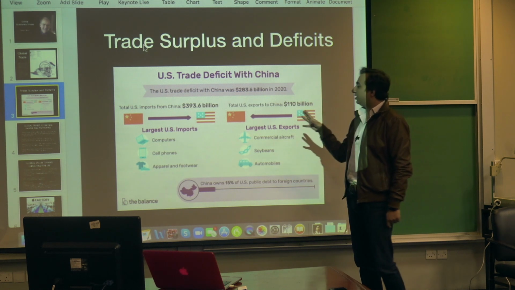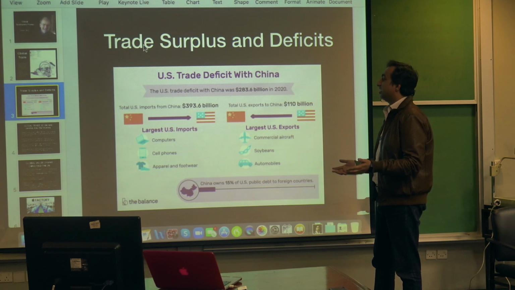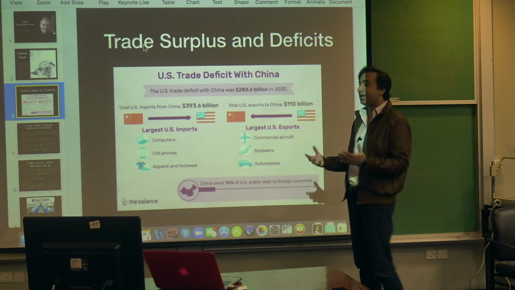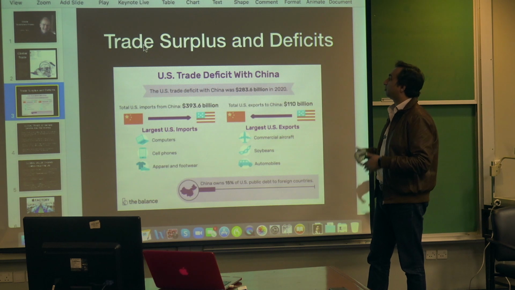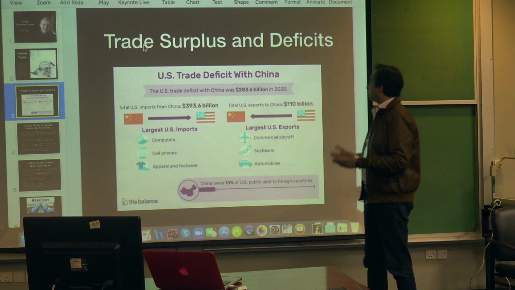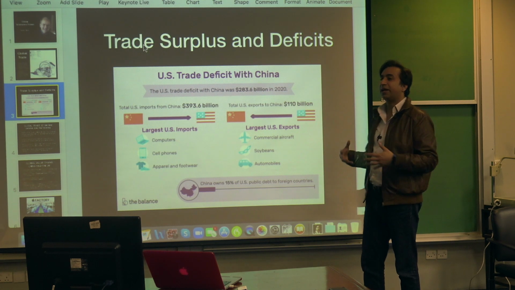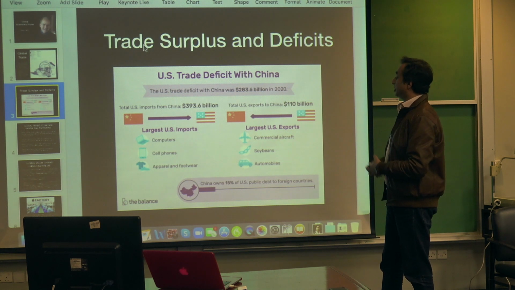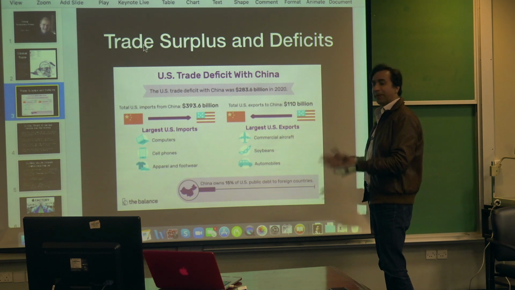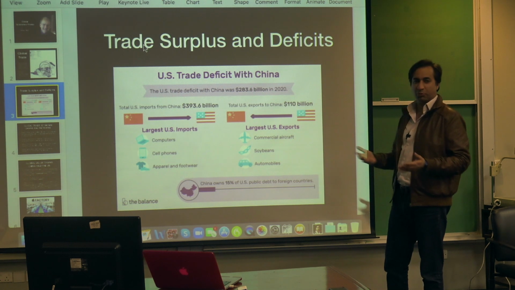Now, one of the interesting things about international trade today, and this has become very much part of international politics, is that the US has a massive trade deficit with China. Total US imports from China are almost 400 billion. Total US exports to China are only about 110 billion. So China is sending a lot of stuff to the US, and what the US is importing mainly from China are computers, cell phones, apparel, and footwear. And what the US is sending to China are things like commercial aircraft, soybeans, automobiles, and so on.